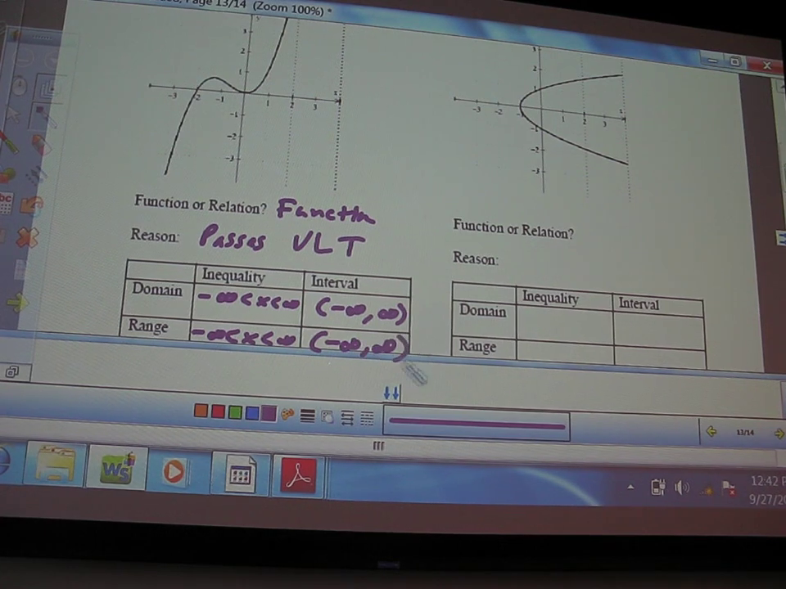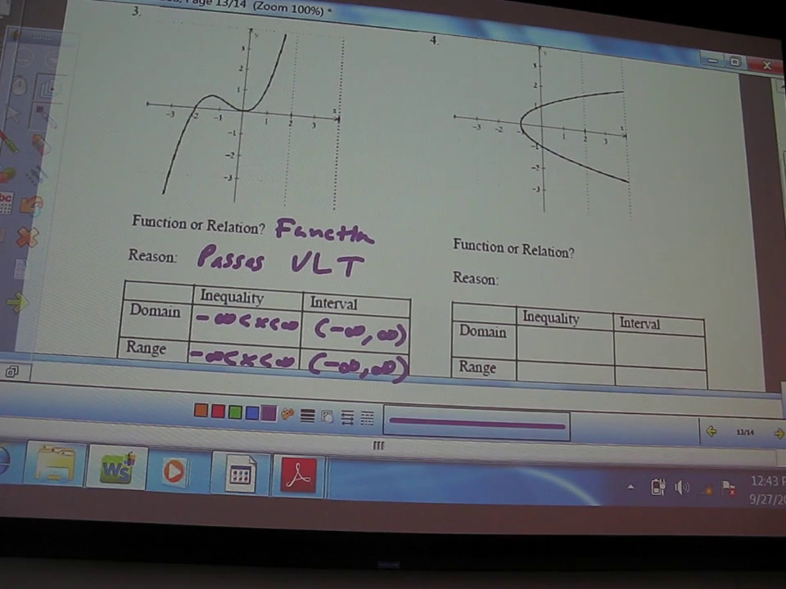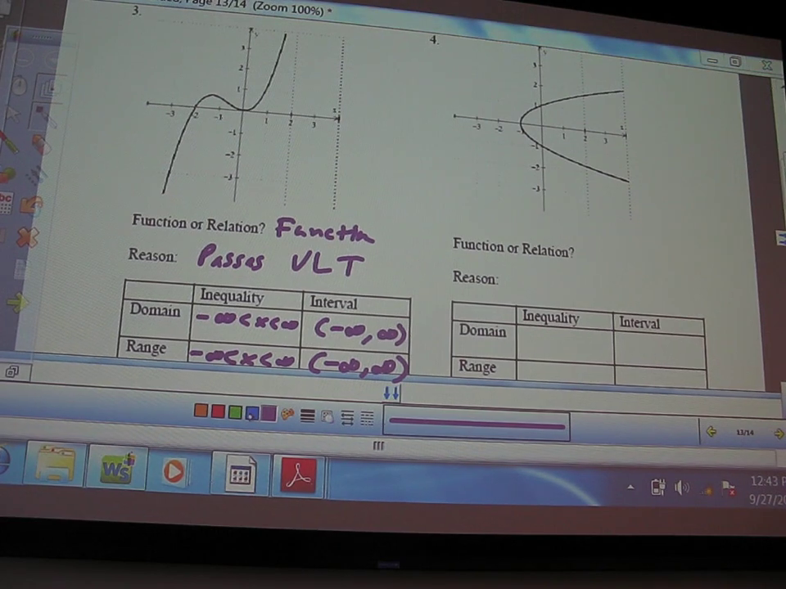All right, good. Now, next one, number 4. Shania, start us off. Function or relation? Relation. Yes, because it fails the vertical line test. Good.